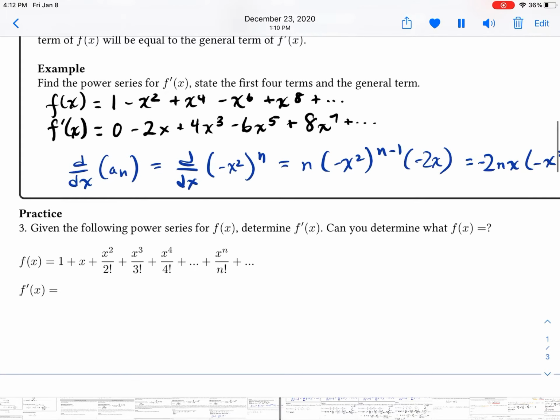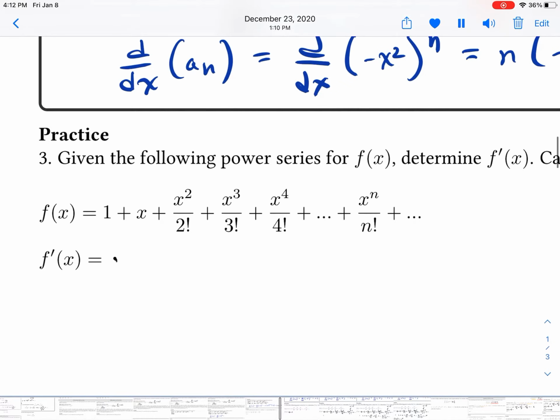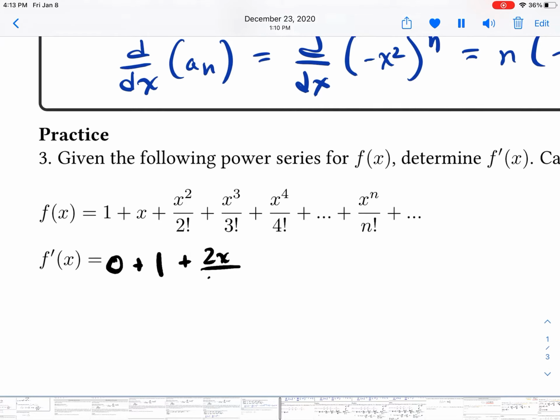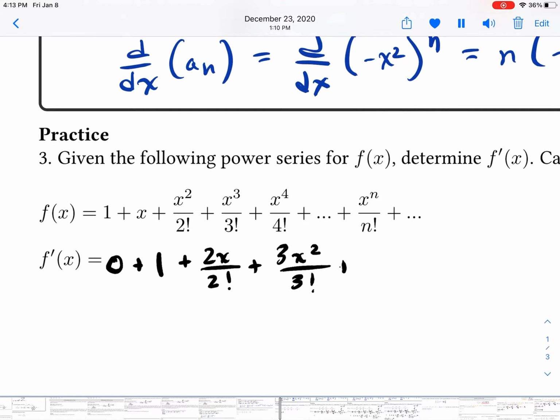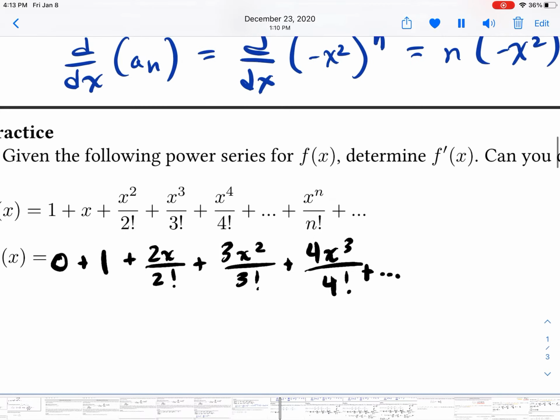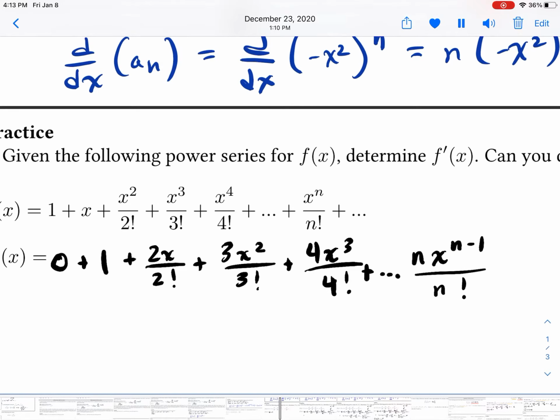So this first term would be 0, and the next term after that is 1. This next term would be 2x over 2 factorial. This one would be 3x squared over 3 factorial. And I'm going to just keep doing this over 4 factorial. And then with the general term, again applying the power rule here, we've got n times x to the n minus 1 over n factorial.